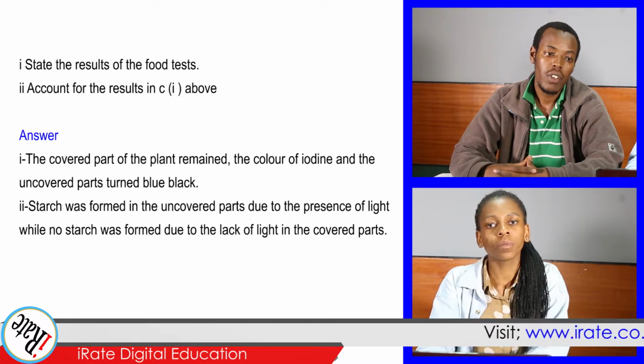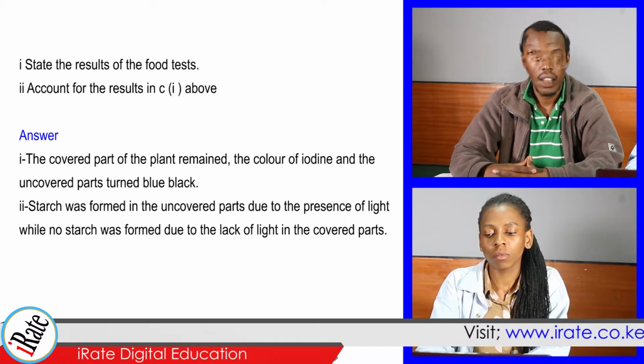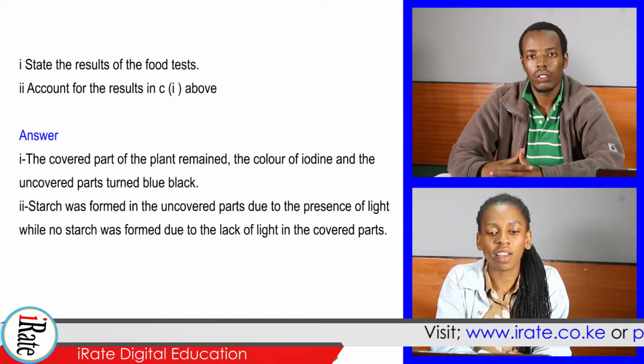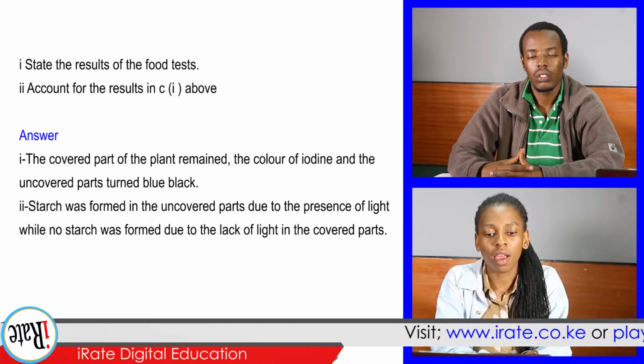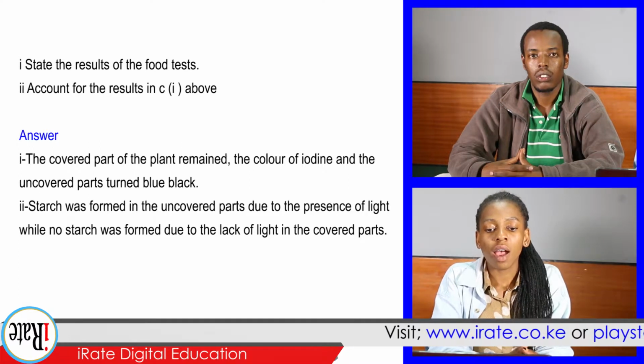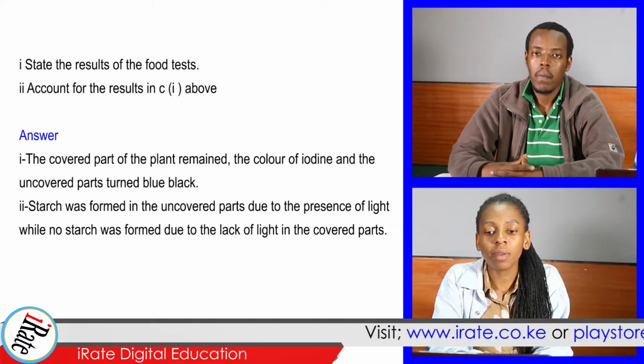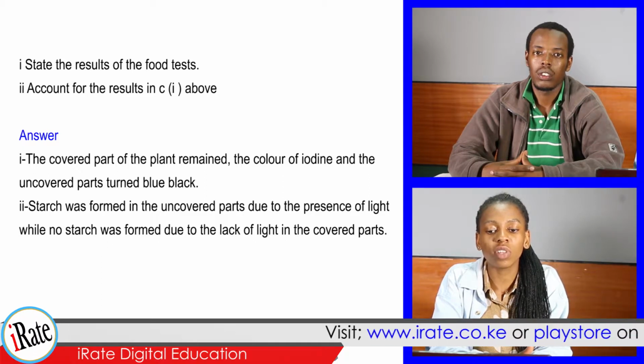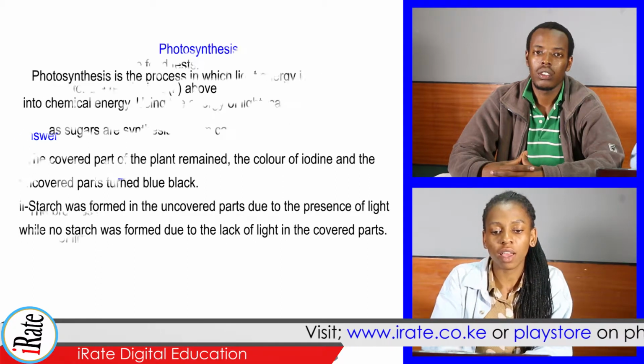B. Account for the results in Roman 1 above. Roman 1. The covered part of the plant remained the color of iodine, and the uncovered parts turned blue-black. Roman 2. Starch was formed in the uncovered parts due to the presence of light, while no starch was formed due to the lack of light in the covered part of the plant.